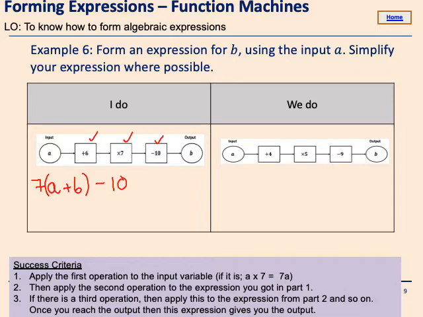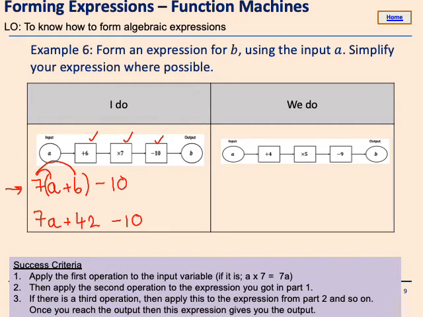But now the question wants us to express these and simplify these, where possible. So we can simplify this. So you would have got your mark for doing this first of all. But then we need to simplify it further. So the way that we can do that is we can expand these brackets. So we can do 7 times by A, which gives me 7 lots of A. I've then also got to do positive 7 times by positive 6, which is going to give me positive 42.